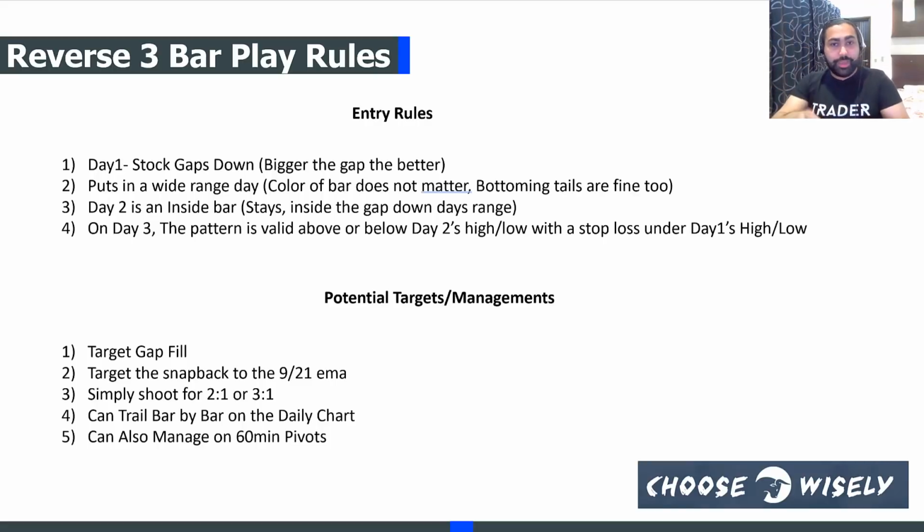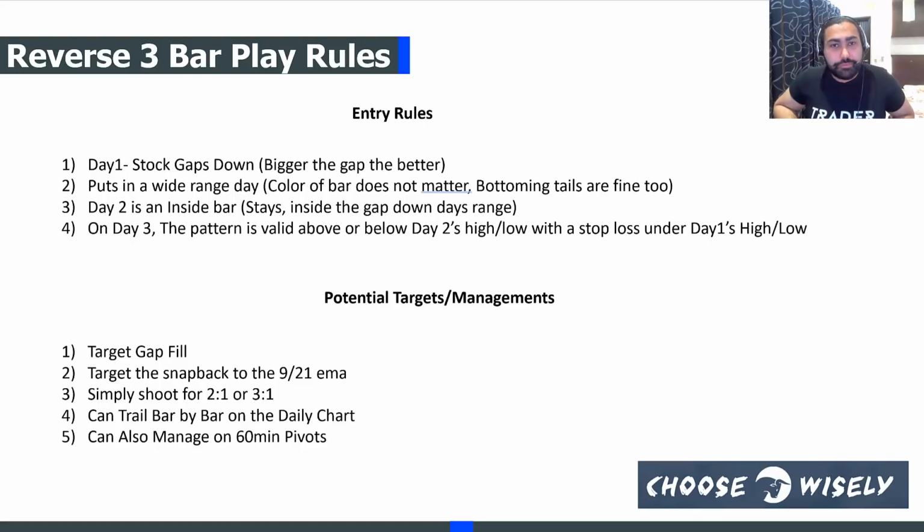By the way, if you haven't seen the 3-bar play video and you're just watching this, I'm going to link to the original video of the 3-bar play in the description below, so you can go ahead and watch it. I would recommend you watch that first, because then you'll understand what a reverse 3-bar is. If you know what a 3-bar play is, a reverse 3-bar play is basically the opposite. Rather than trading the 3-bar play to the downside, you're trading it above the second day bar as a long idea.